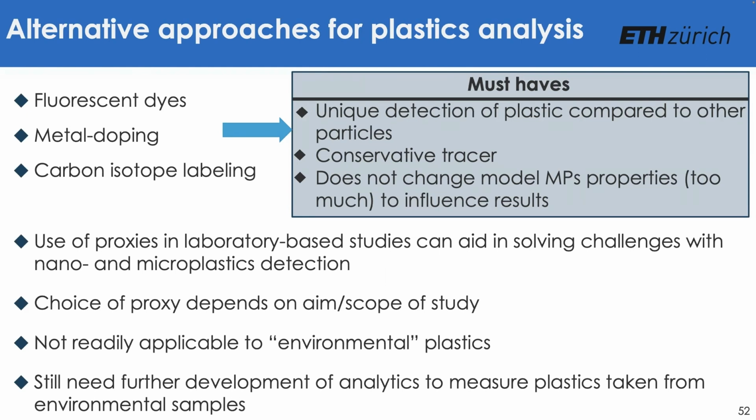But the choice of the proxy that you use, if it's a fluorescent dye, metal doping, or carbon isotope labeling, can really depend on the aim and scope of your study. Although it's not really applicable to environmental plastics, because not all environmental plastics have the same amount of metals. If you're going to be using model plastics in a laboratory system anyway, then this might be a really nice approach to take.